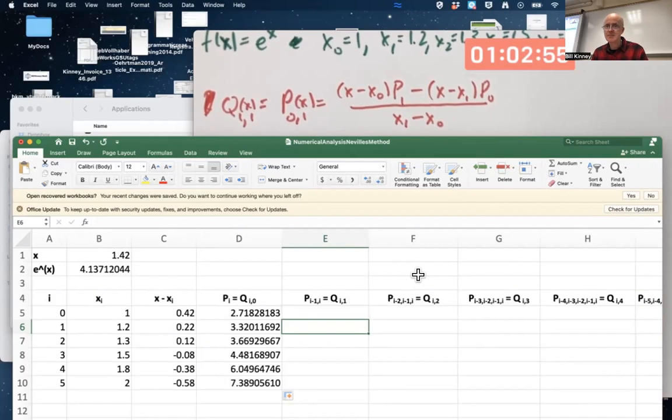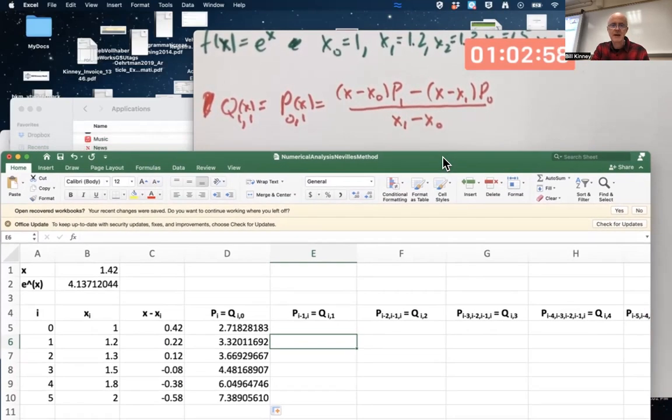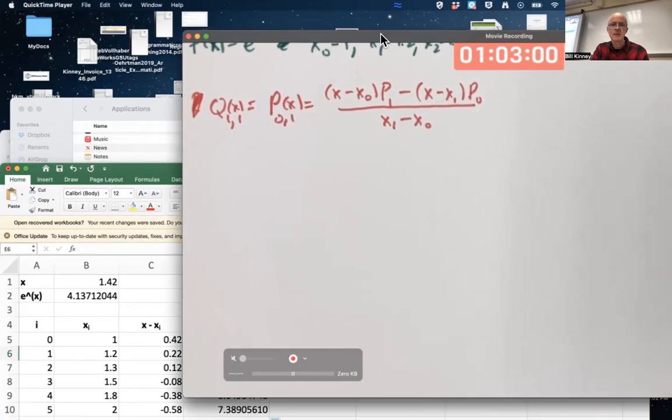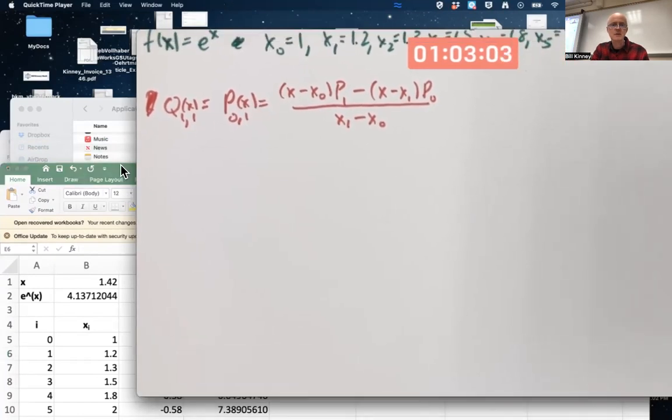So for this example, let's write this out by hand. And then we'll get the spreadsheet to confirm the answer.